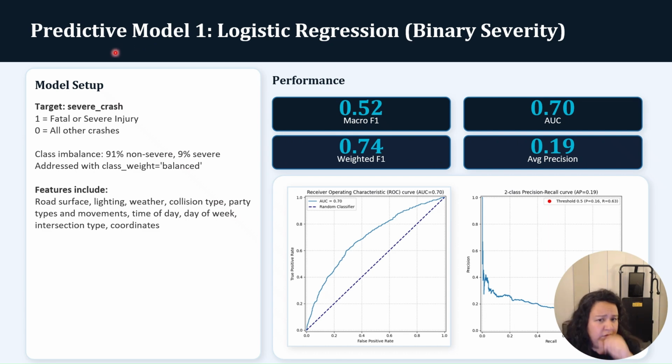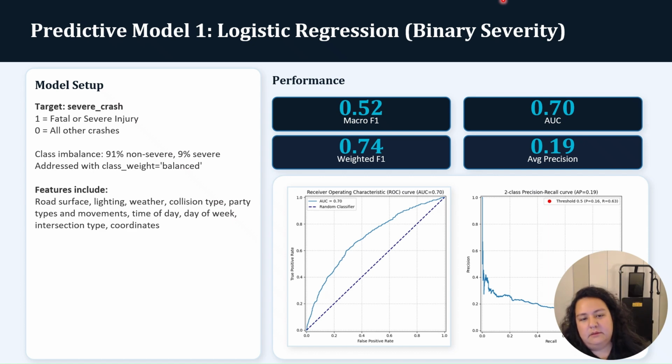The first model is a logistic regression predicting whether a crash results in a severe outcome, which I'm defining as fatal or severe injury, versus all other crashes, which is complaint of pain and other visible. There's a significant class imbalance with only 9% of crashes being defined as severe. So I added class weight equals balanced during the modeling phase, and it performed pretty well. The model achieved a macro F1 of 0.52 and an AUC of 0.7.